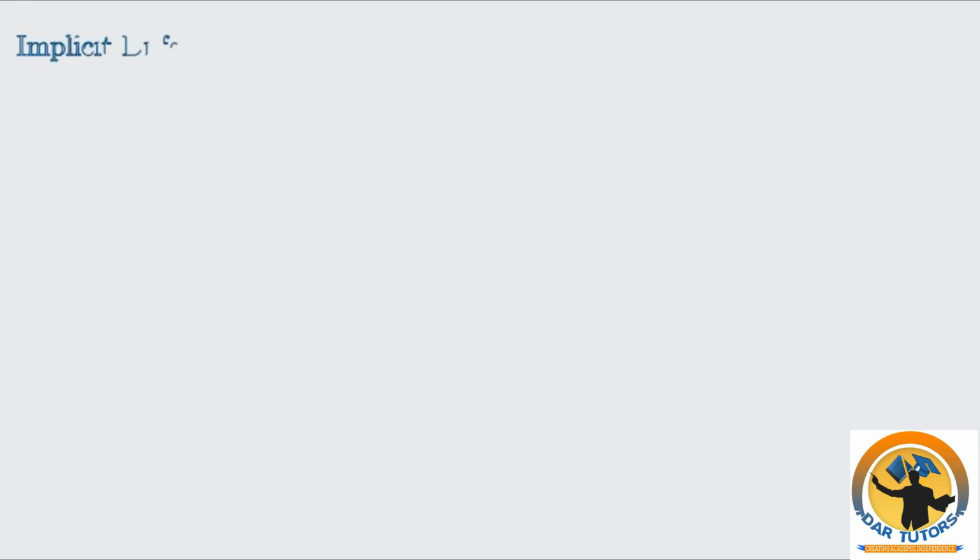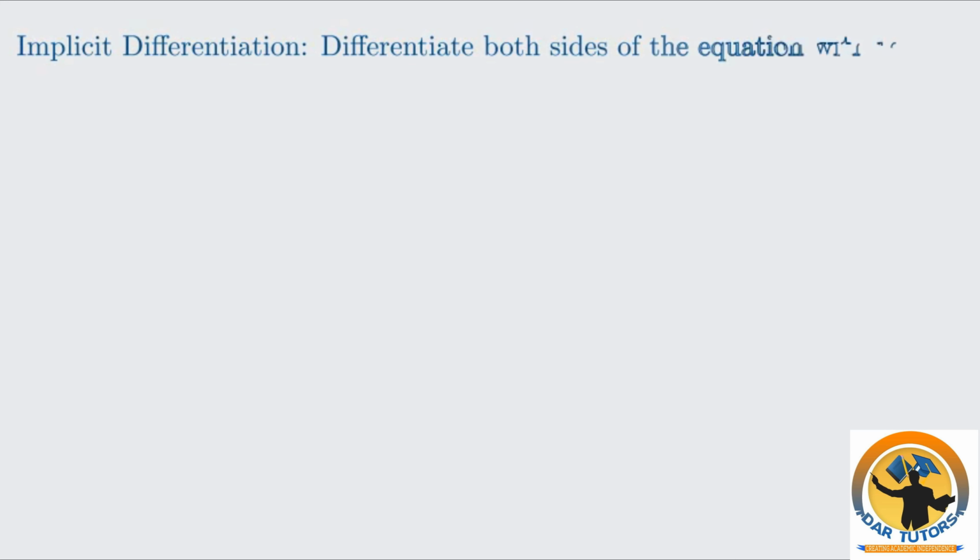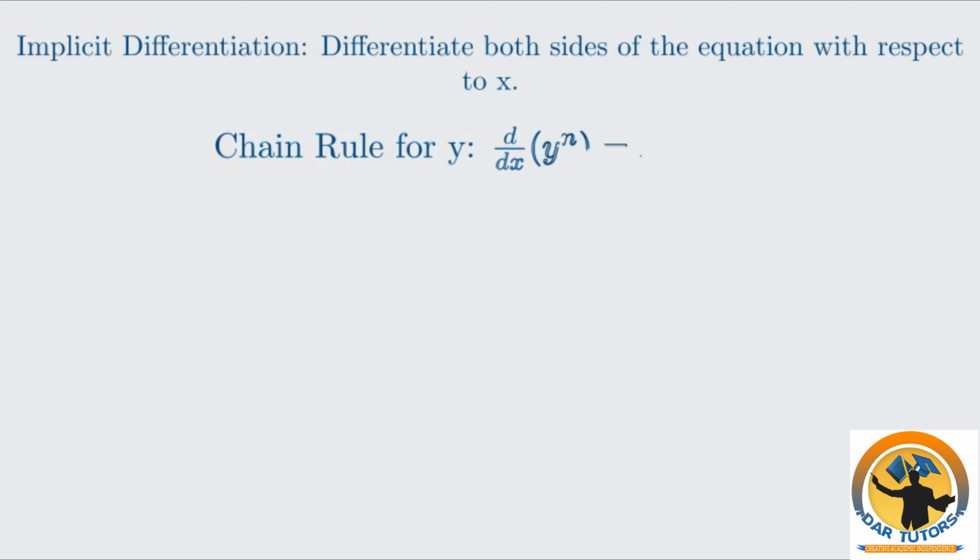The core idea is to differentiate both sides of the implicit equation with respect to x, treating y as an unknown function of x. This means that whenever we differentiate a term involving y, we must apply the chain rule. The derivative of y with respect to x is simply dy/dx. So, the derivative of y to the power of n with respect to x is n times y to the power of n minus 1 times dy/dx. This is a direct application of the chain rule, where the inside function is y.